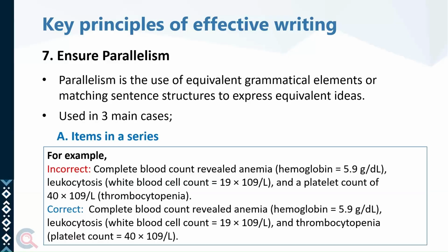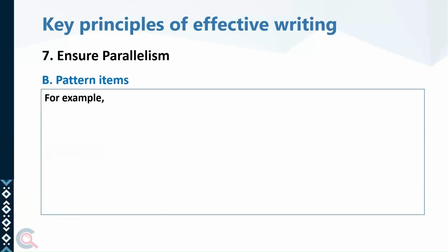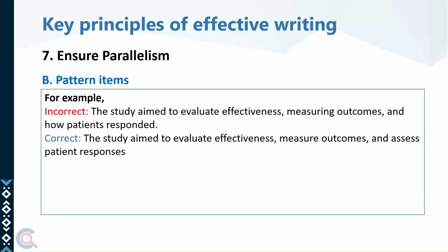So ensure parallelism when enumerating items in a series. Also, we can use parallelism when writing patterns. For example, the statement, "The study aims to evaluate effectiveness, measuring outcomes, and how patients responded" is not parallel. The pattern is discontinued, is disconnected.